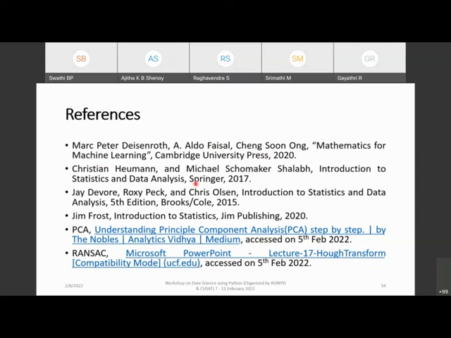The second book that I am asking you to go through is Introduction to Statistics and Data Analysis by Springer, because mathematics alone is not sufficient to become a data scientist. You require statistics also. This is also a recent book published by Springer. If your college or institution has access to Springer books, you can download this book. This is also a good book if you want to learn the statistics behind data analysis. And these are the other books, which are also available online, which you can refer to for understanding statistics for data analysis.